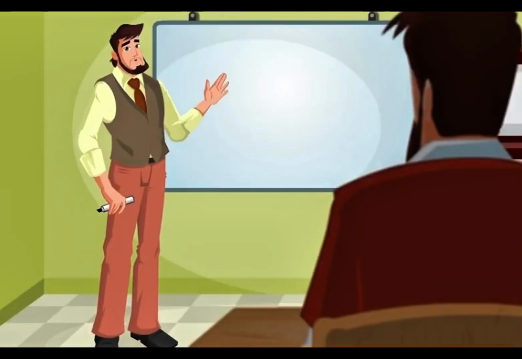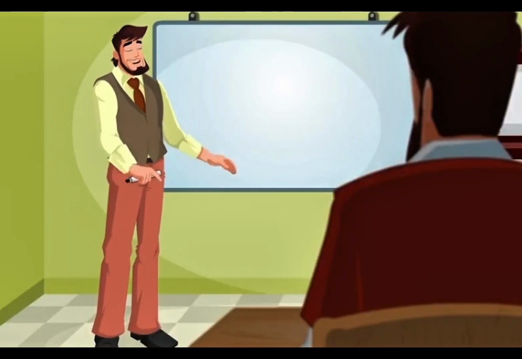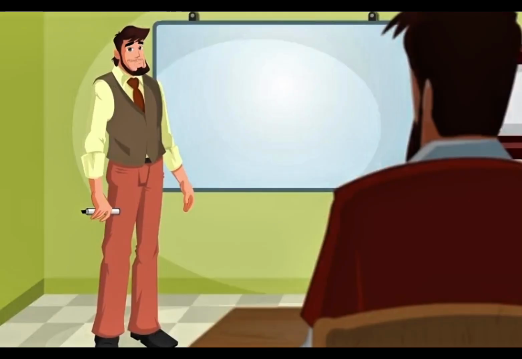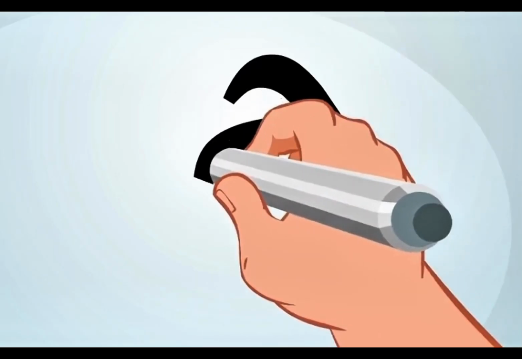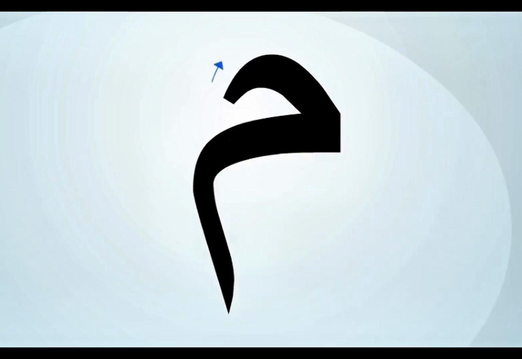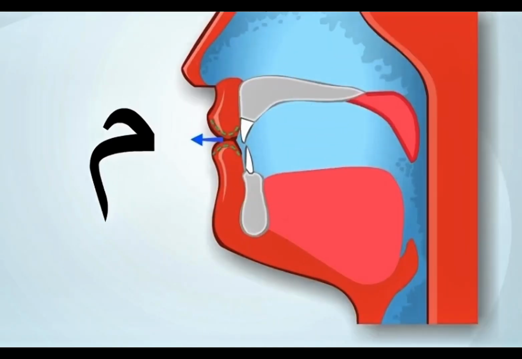Hi all. We're going to learn two letters today that share the same articulation point. The first letter we learn is mim. Then we learn the letter waw. This is how we write it. Mim.